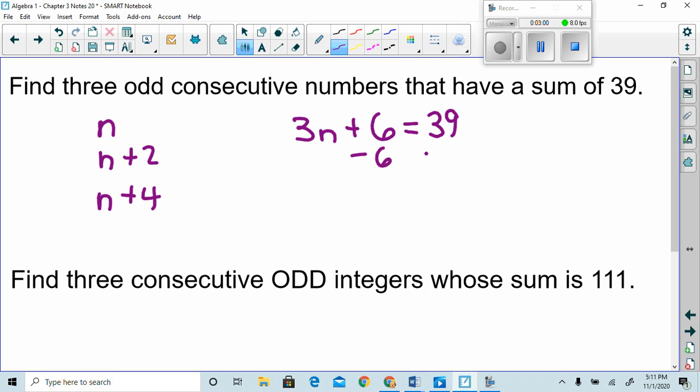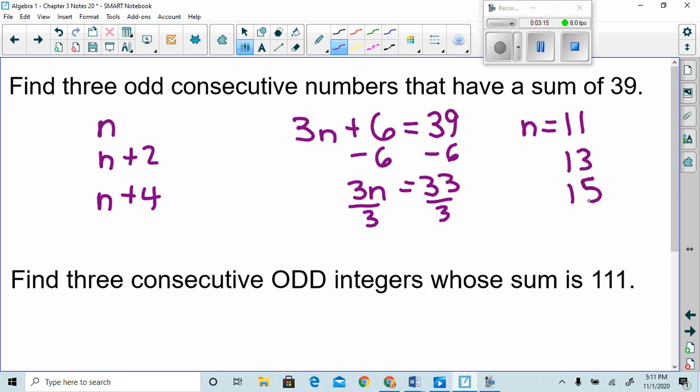We'd go ahead and subtract 6. I would then divide by 3, and I get n is equal to 11. So that must mean it's 11, 13, and 15. And there you just see the pattern of how to find the consecutive even and odds.